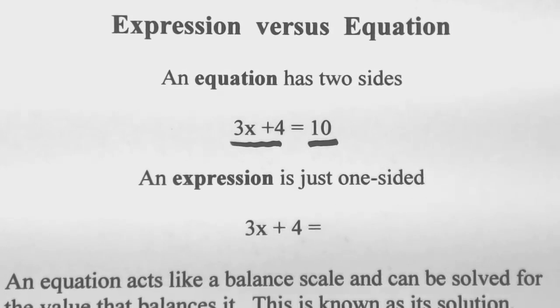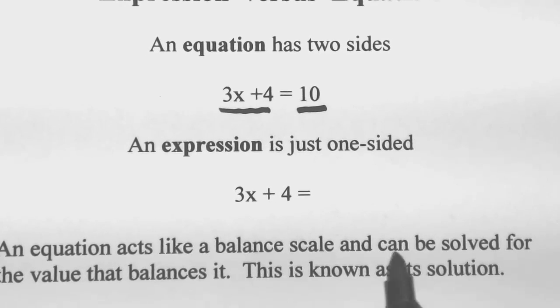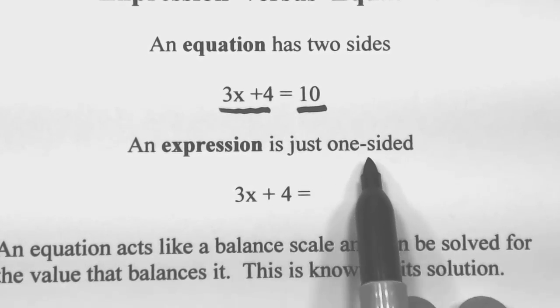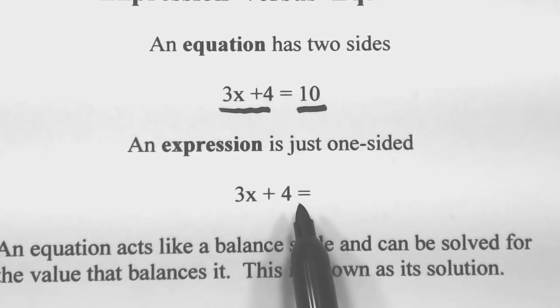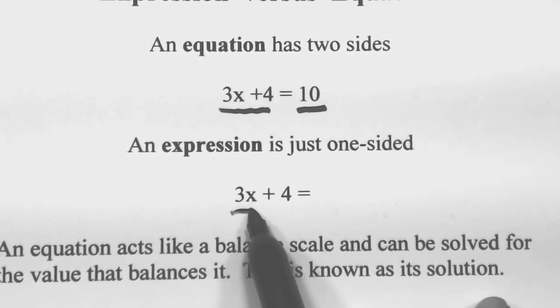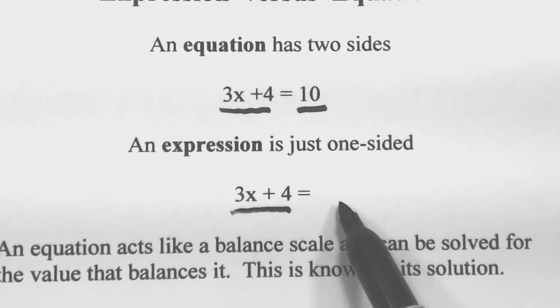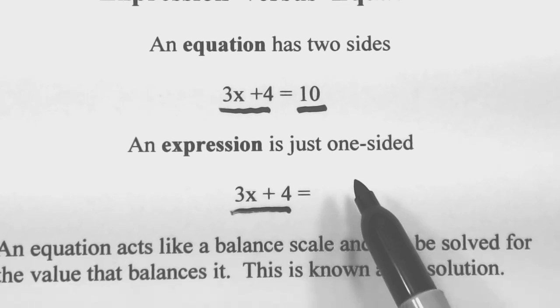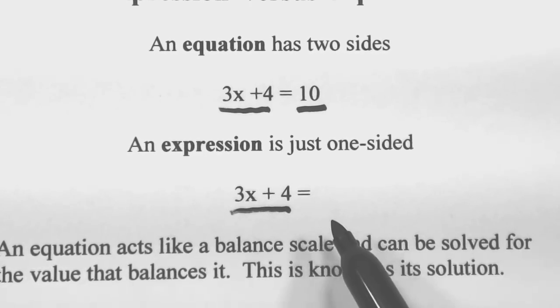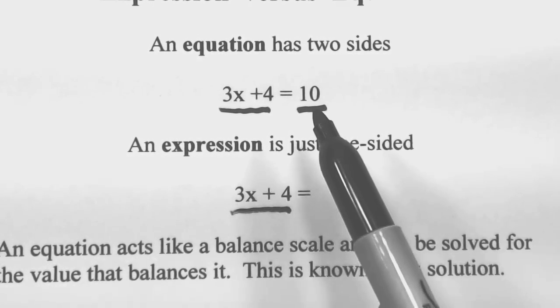Now, that's in contrast to what's known as an expression. An expression is just one-sided. Again, we see an equal sign here, but we only have one side. There's nothing on the right, and you can't put a zero or anything else like that in there, because if you did, you'd be making up your own equation.